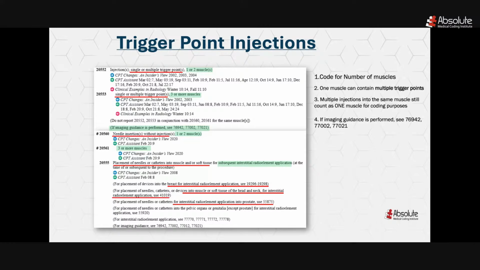So next we have the code 20560, which is typically used by the physical therapist or physiotherapist, who inserts a needle without medication into the trigger point. All right. So we have 20560 and 20561, depending upon the number of muscles. And also we have 20555, which is used for placement of needles or catheters into the muscles and soft tissue for subsequent interstitial radioelement application.